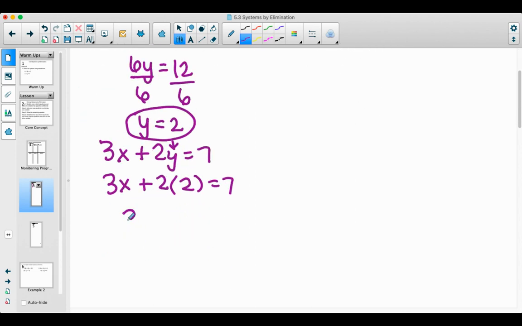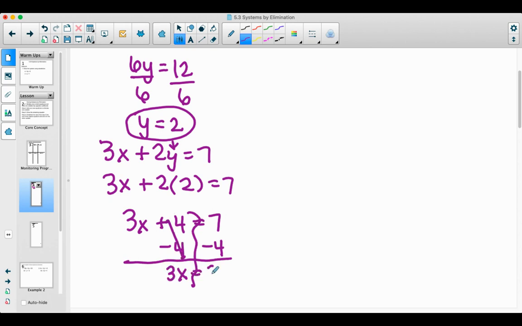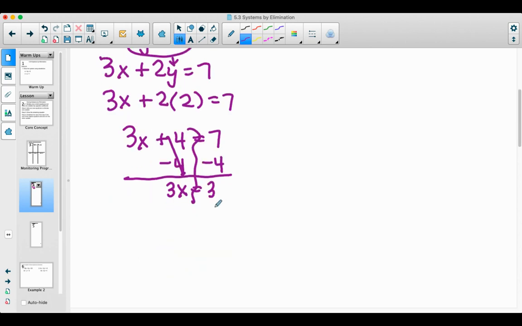So you're going to have 3x plus 2 times 2 equals 7. And then 2 times 2 is 4. So 3x plus 4 equals 7. And we're just going to solve this. So we need to subtract 4 on both sides. And I get 3x equals 3. And then I need to divide by 3 on both sides. So x is equal to 1.